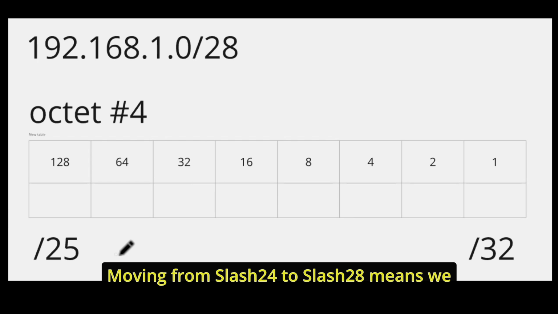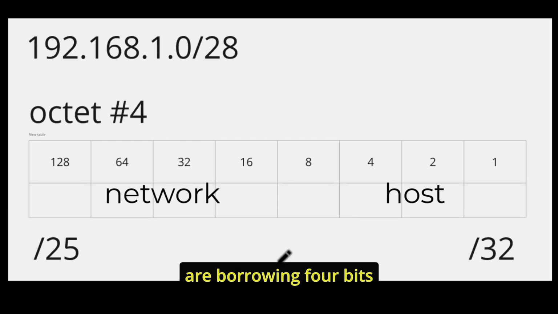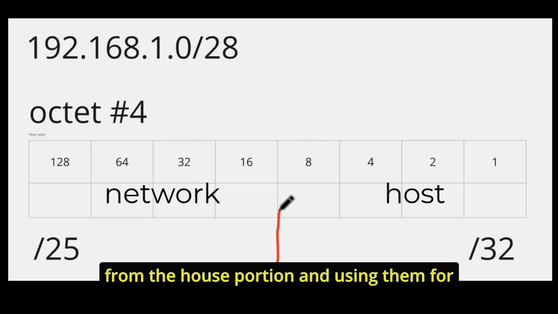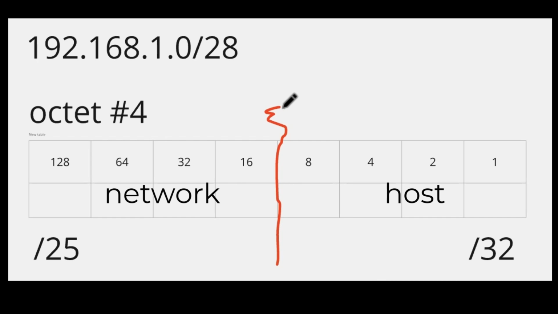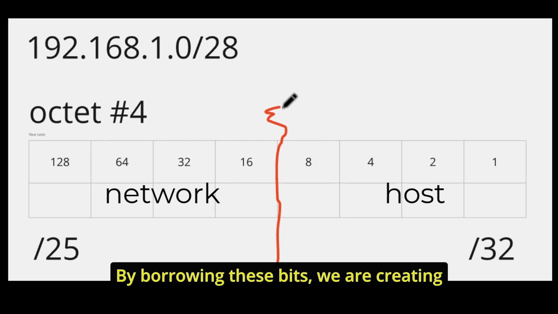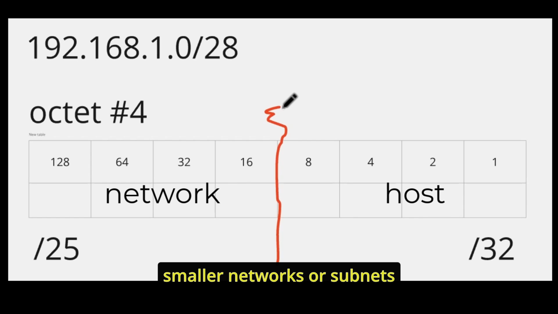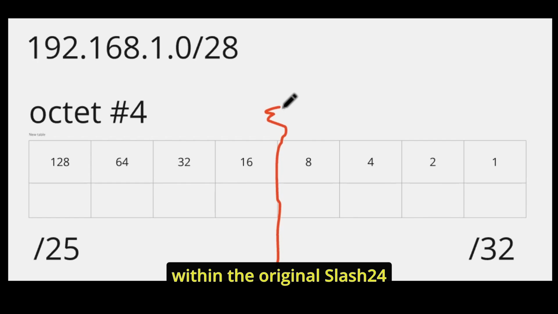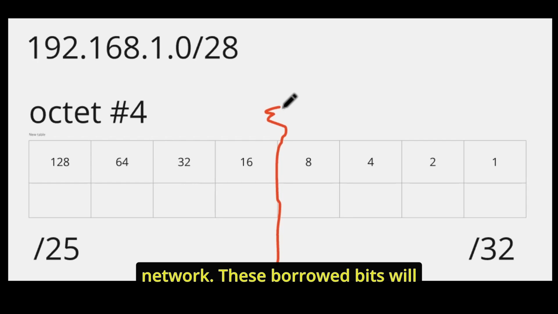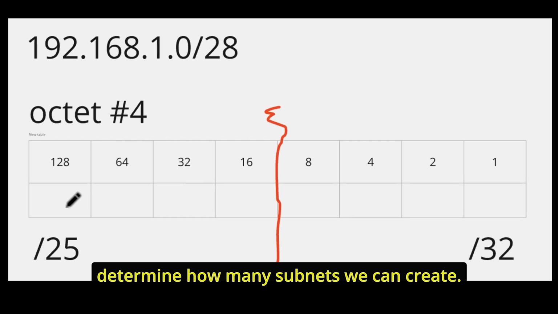Moving from /24 to /28 means we are borrowing 4 bits from the host portion and using them for the network portion. By borrowing these bits, we are creating smaller networks or subnets within the original /24 network. These borrowed bits will determine how many subnets we can create.